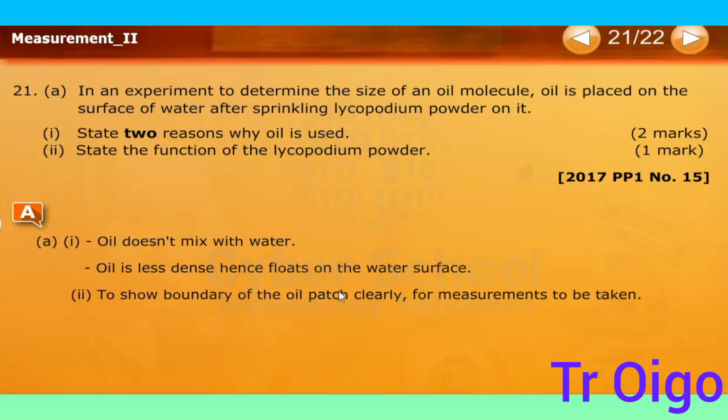Remember that lycopodium is used so that the boundary of the patch can be clearly visible for measurements to be taken. This is actually a practical that is undertaken whenever we are finding the thickness of the oil patch.